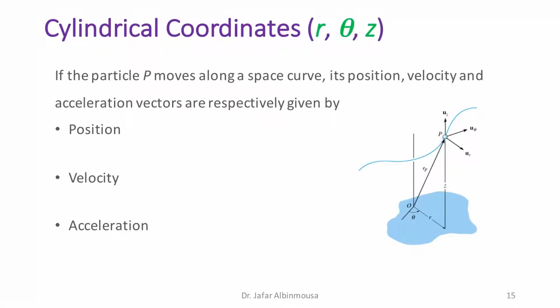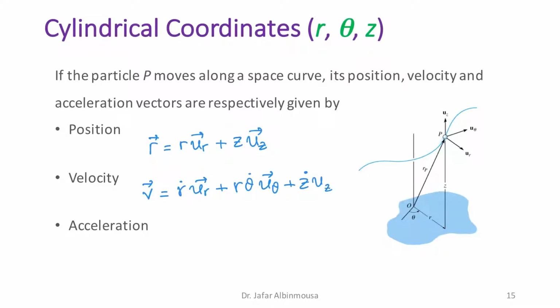So all what we have from the polar coordinate was that r, the position vector, was equal to the magnitude r by ur. To have it in cylindrical components, we add z by uz. Similarly, the velocity vector is going to be equal to r dot ur plus r theta dot u theta. That's what we had for the polar coordinate, and here we add z dot uz.